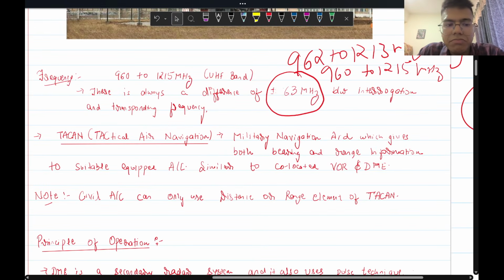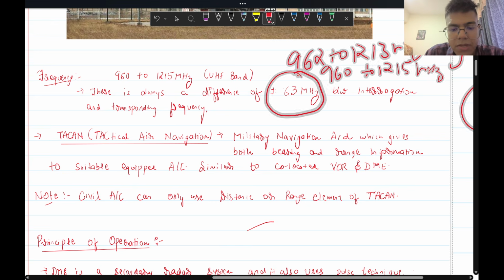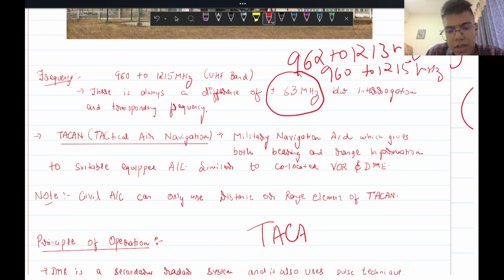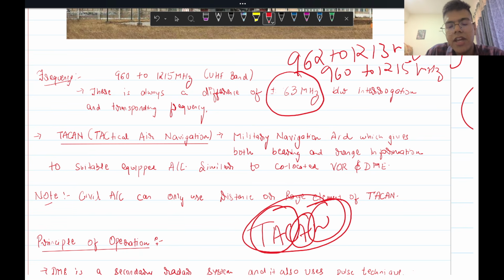Now there is a NAVAID known as TACAN and this is a military based NAVAID. TACAN stands for tactical air navigation. It is a military NAVAID. For military aircrafts, it provides both bearing and range. But for our commercial purpose, it provides only the range, not bearing, to our commercial aircrafts.